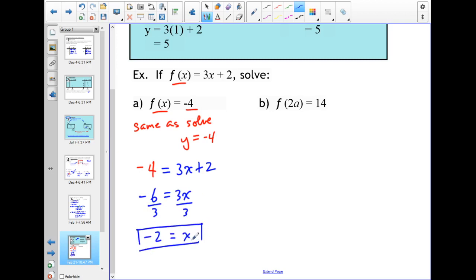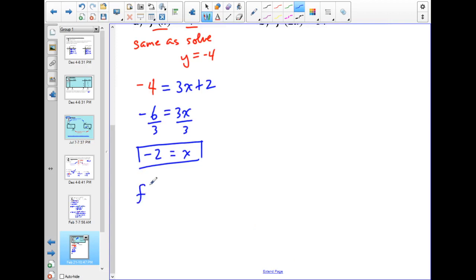And the reason why this makes sense is the definition of the word solve. Solve means find the value or values of x that make the equation true. So if I want the result or the output to be negative 4, what did I have to put as an input to make that output? So when I put in negative 2, I end up with negative 4. Another way of saying that would be f of negative 2 equals negative 4. If I use this as my input, this is going to be the resulting output if I follow the rules of the function.